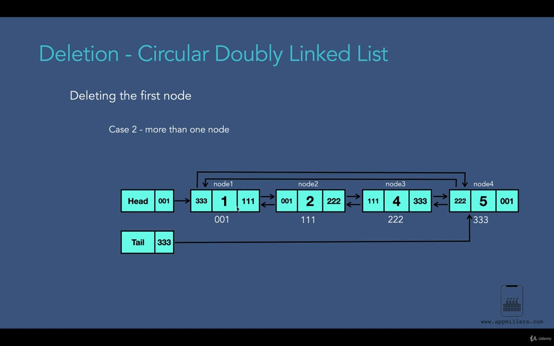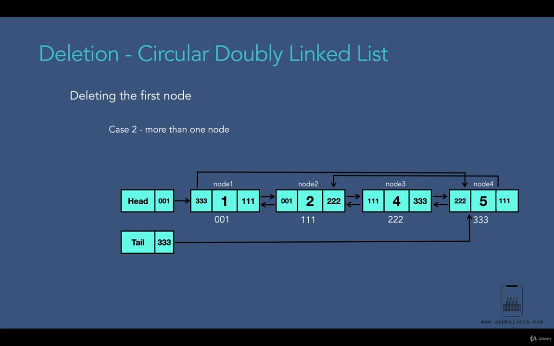Now the first thing that I'm going to do is update the last node's next reference to point to node 2, because in this case it points to node 1. As you can see here, the last node's next reference is 001, which is node 1's physical location. So I'm going to update it to 111, which is the physical location of node 2. If I update it to 111, it creates a link between node 4 and node 2, and the link between node 4 and node 1 gets destroyed.